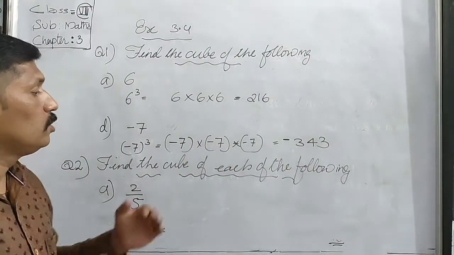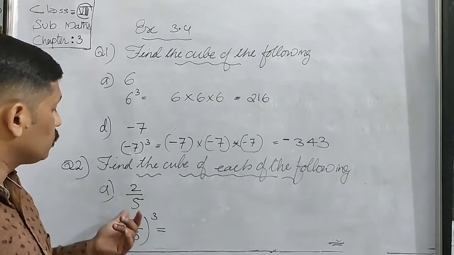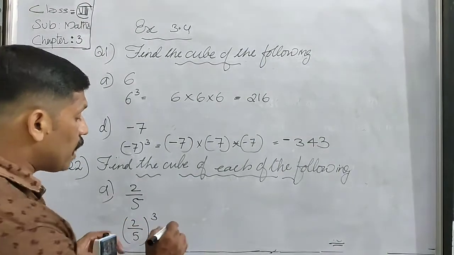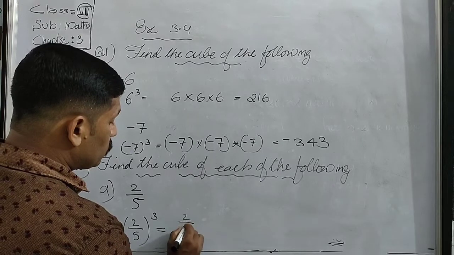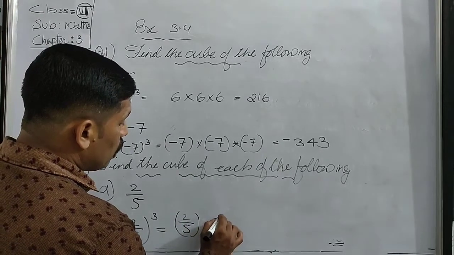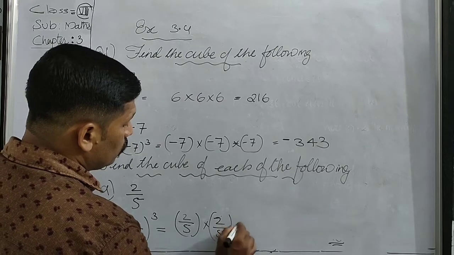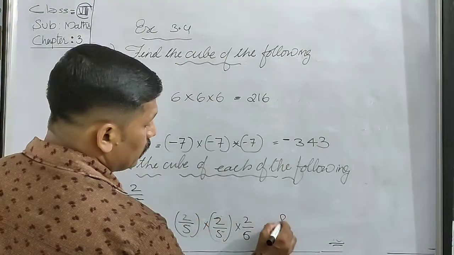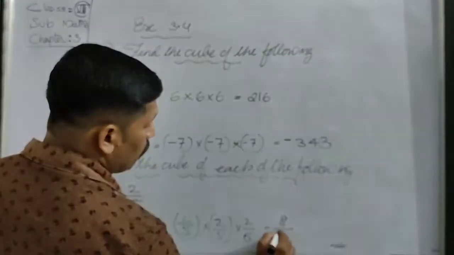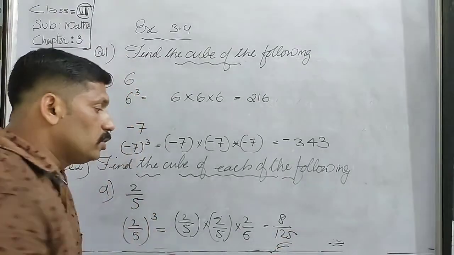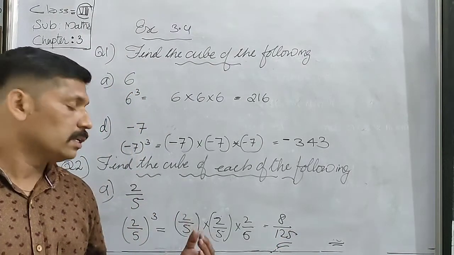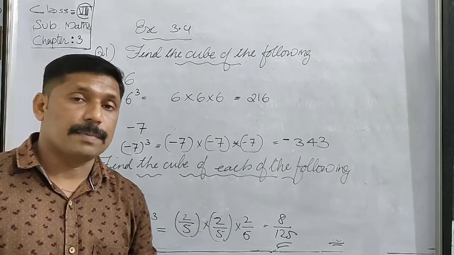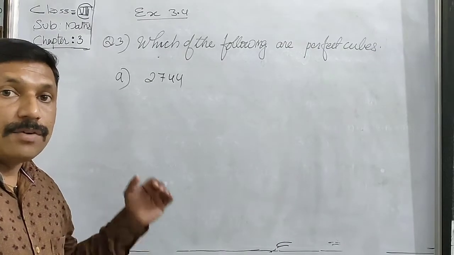Next, find the cube of each of the following numbers. Here it is a fraction, 2 upon 5. We have to calculate 2 upon 5 cube. In order to find the cube of this fraction, we multiply it 3 times: 2 upon 5 into 2 upon 5 into 2 upon 5. So 2 into 2 is 4, 4 2s are 8, and 5 into 5 is 25, 5 25s are 125. So 8 upon 125 is the cube of this number. Whether it is a fraction or not, we multiply that number 3 times, then we get the cube of the given number.